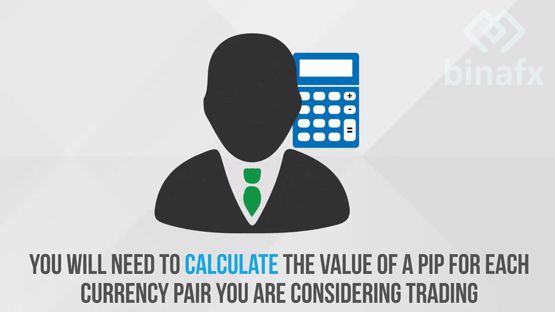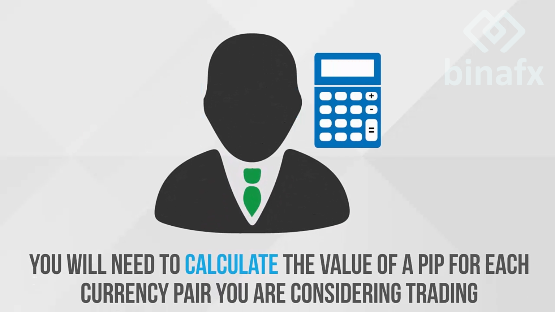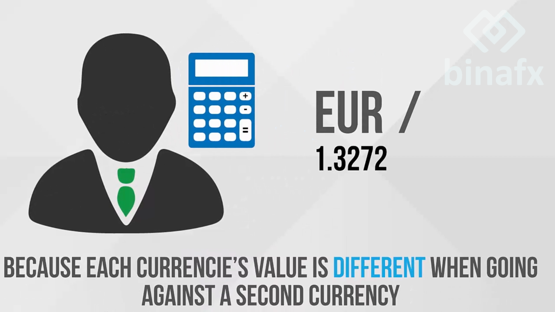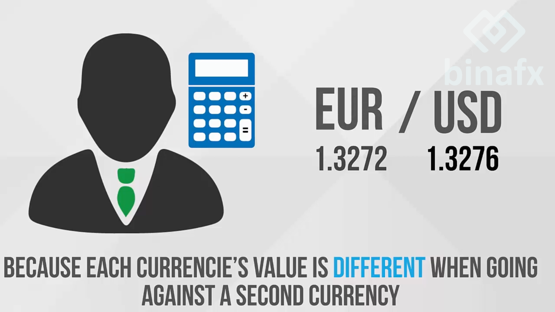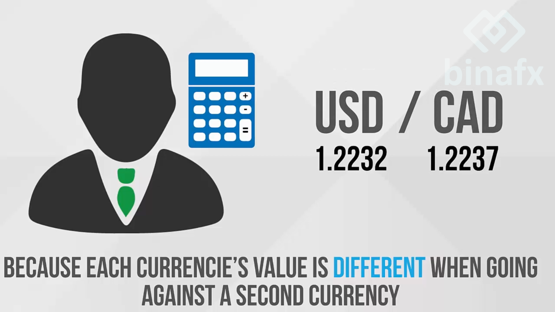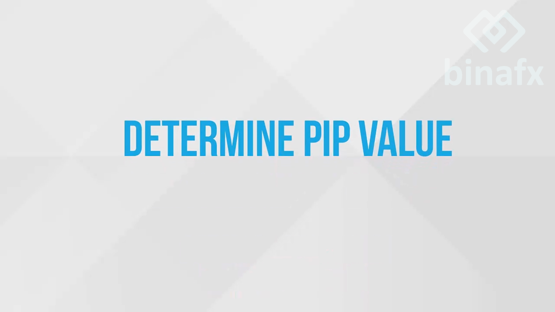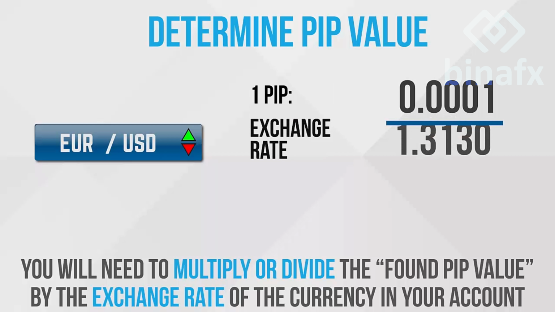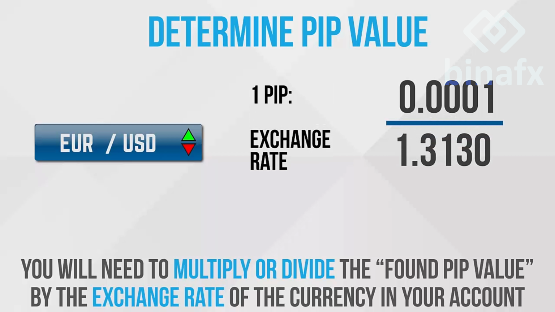You will need to calculate the value of a pip for each currency pair you are considering trading, because each currency's value is different when going against a second currency. To determine the pip value of your account, you will need to multiply or divide the found pip value by the exchange rate of the currency in your account.